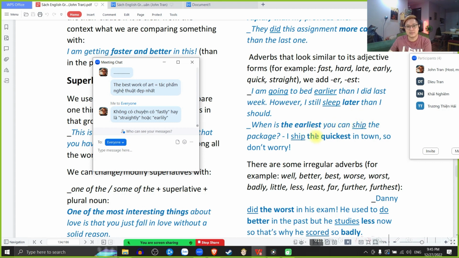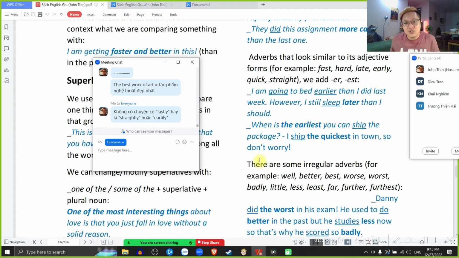I ship the quickest in town, so don't worry. Tôi vận chuyển nhanh nhất trong thị trấn, chứ đừng có lo. Tức là cái the quickest này give information about how I ship. Nó cho thông tin vào chuyện tôi ship như thế nào. Hành động đó. Cho nên nó là trạng từ. Thì nó bổ nghĩa cho động từ hoặc tính từ. Just remember that adverbs give information about verbs and adjective.